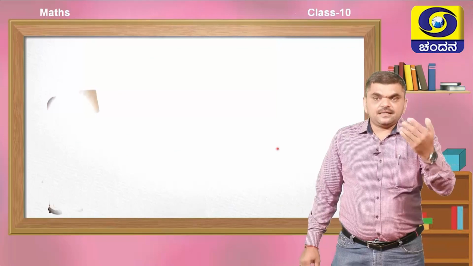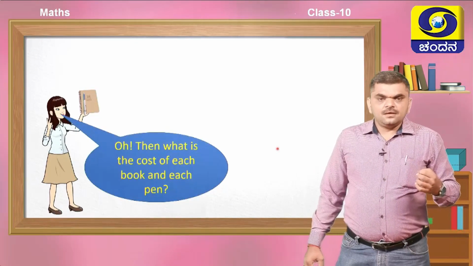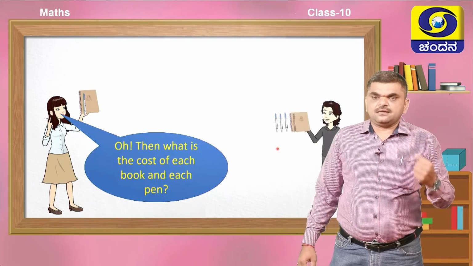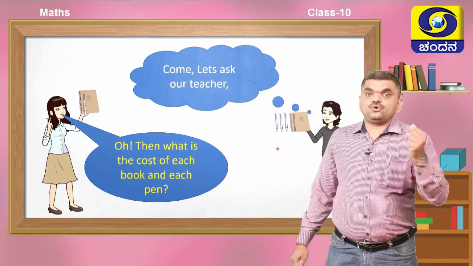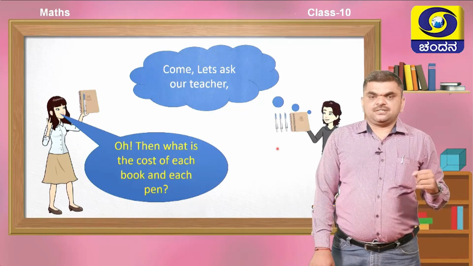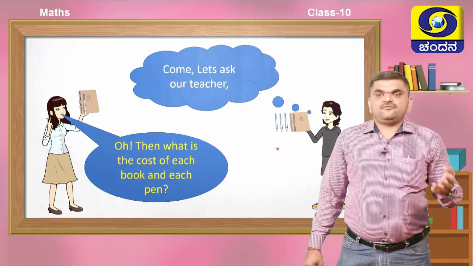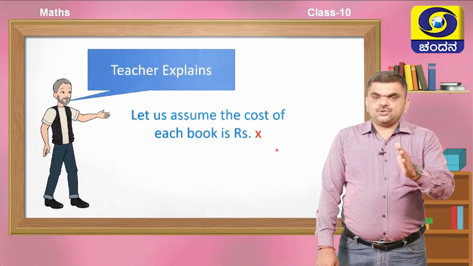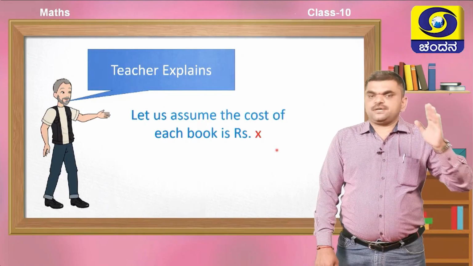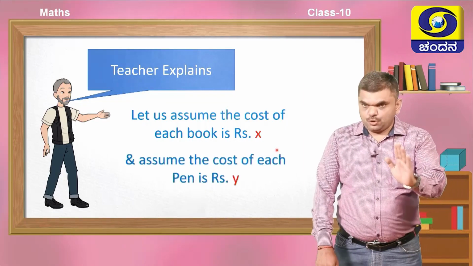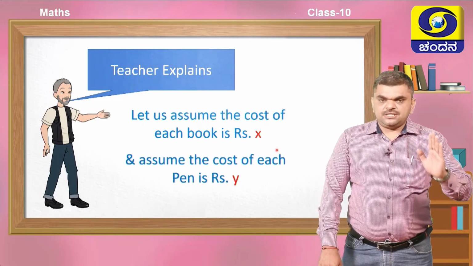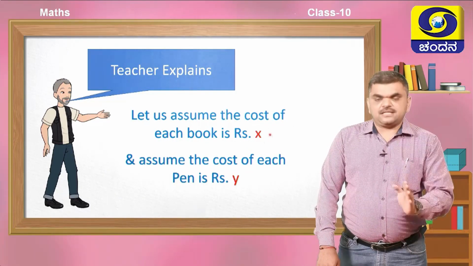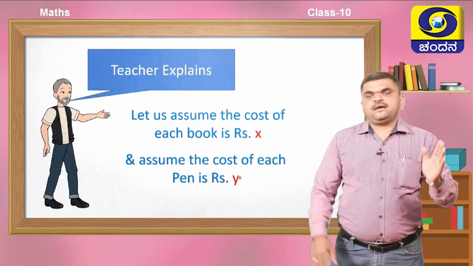Here they are discussing, "Oh, then what is the cost of each book and each pen?" Mary is asking. Manu is telling, he too doesn't know. "Come, let's ask our teacher." They went to the teacher for clarification, children. Teacher is telling, let us assume the cost of each book is rupees x, because we don't know. And in algebra, we know very well, unknown quantities are represented by x and y.